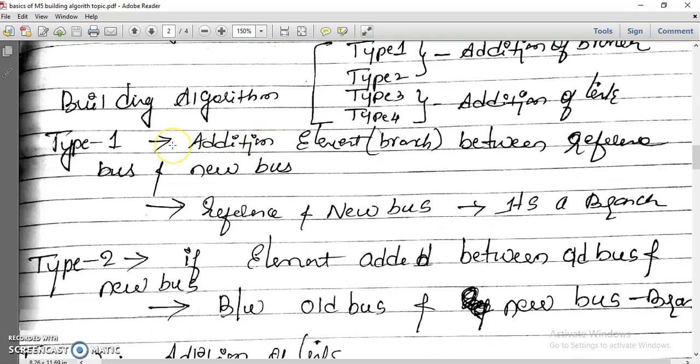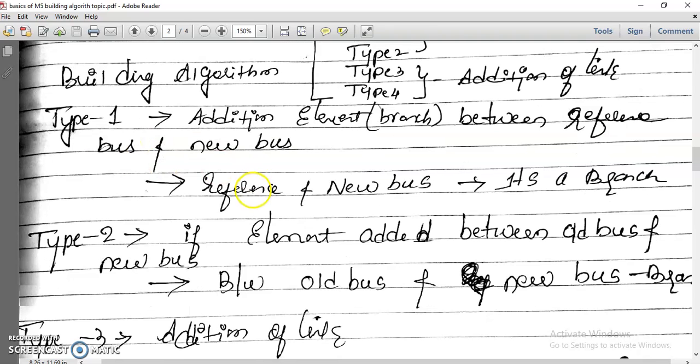First, type 1. What does type 1 indicate? If you want to add an element, that is nothing but a branch. I told you type 1 and type 2 are for branch. So what does it indicate here? A branch is added between reference and new bus. It acts as type 1: reference and new bus, that is a branch.